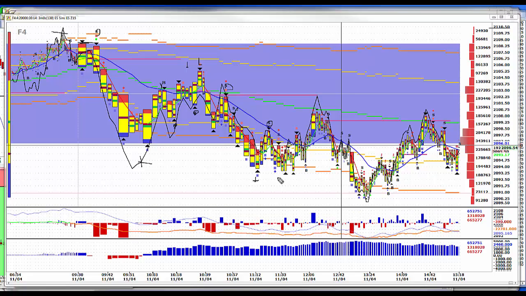This S would have been a small winner. This S would have been a scratch to a loser. This retest failure off the low, probably a scratch. This buy, small winner. This S or those S's a winner. And it's been to the long side since then. So a couple of losers.